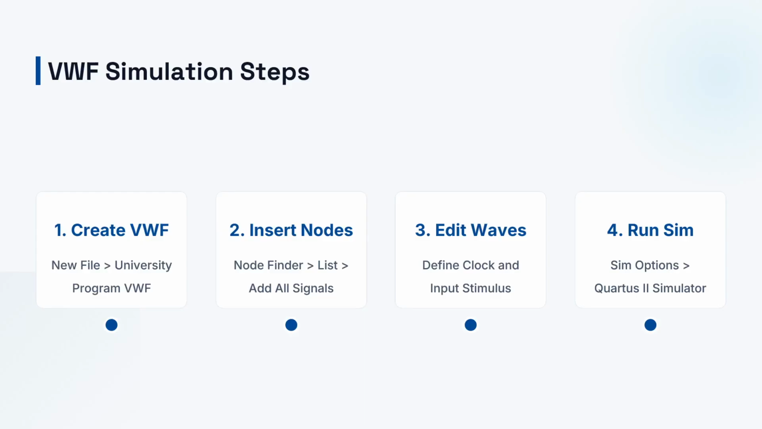Instead of programming the chip and checking it with an oscilloscope immediately, we use a vector waveform file, or VWF. First, we can create a new University Program VWF. Next, use the Node Finder tool to automatically list and import your VHDL entity's inputs and outputs. Once they are imported, you can manually draw clock pulses or override signals with high or low values to simulate real-world conditions. Finally, we run a functional simulation to see how our output waveforms react.